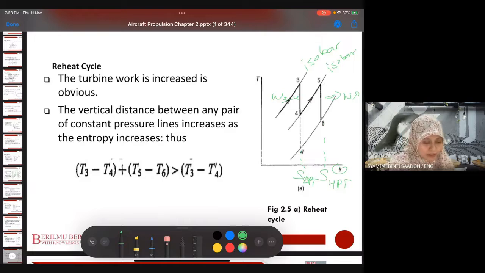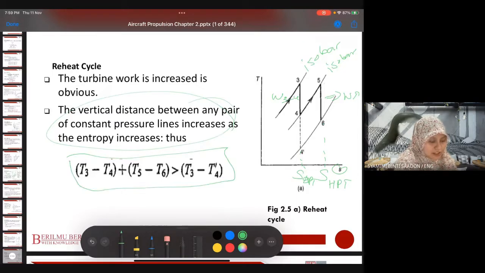The work done, the work produced is higher. That's why this point means the vertical distance between any pair of constant pressure lines increases as the entropy increases. So if you increase the entropy, the work produced will be increased.